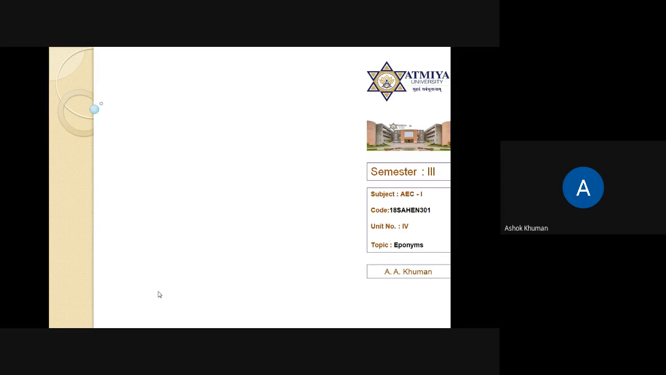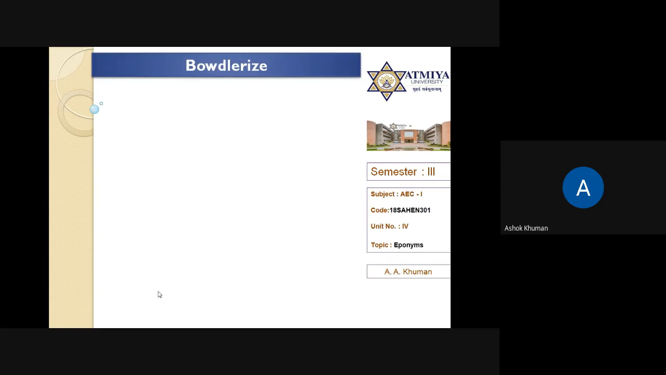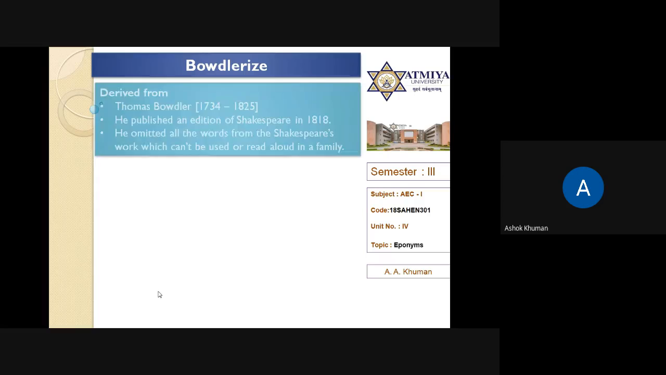Eponyms, you know, are the words which are derived from a person or place name. But please do not try to mug up the words. Let me give you one hint on how questions will be asked in the examination from eponyms. There are two ways to ask you questions. Number one, you will be asked directly, what does the word Bowdlerize mean?